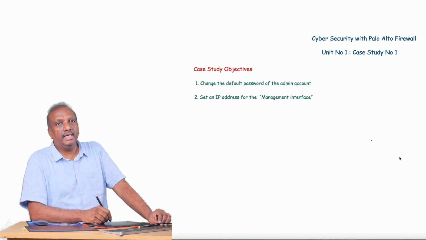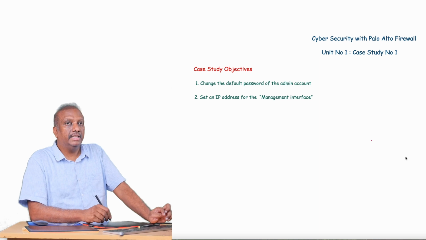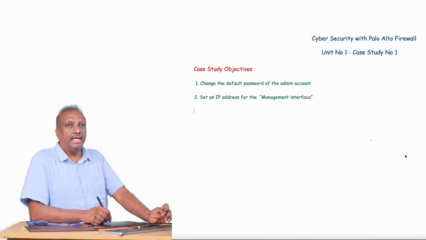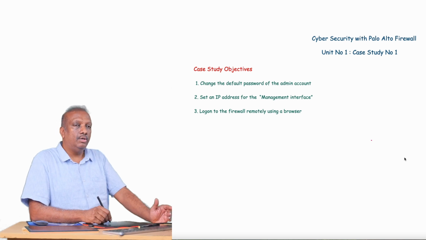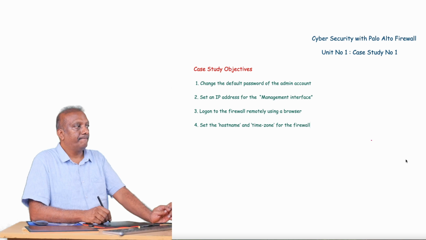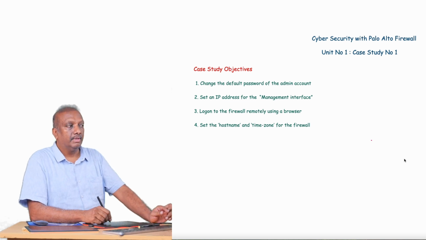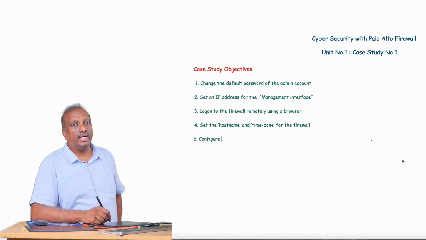Then we'll see how to set the IP address to the management interface on the Palo Alto Firewall statically. We see what commands we give and verify the configuration of the management interface on the firewall. Then we log on to the firewall remotely using a browser. Then once we log on to the firewall, we'll change the host name of the firewall. We also set the time zone on the firewall.